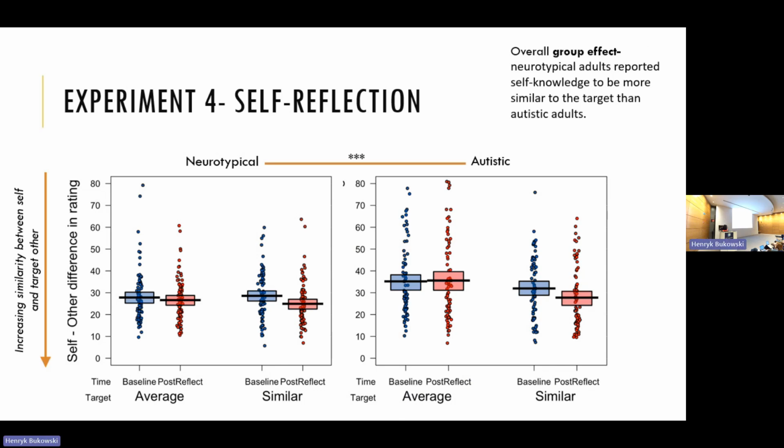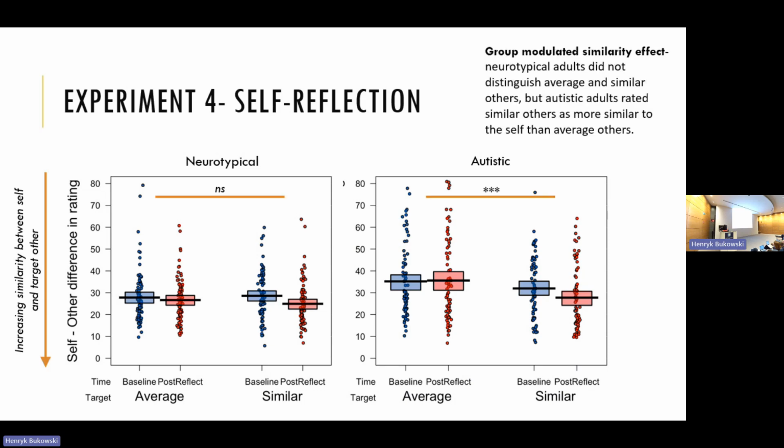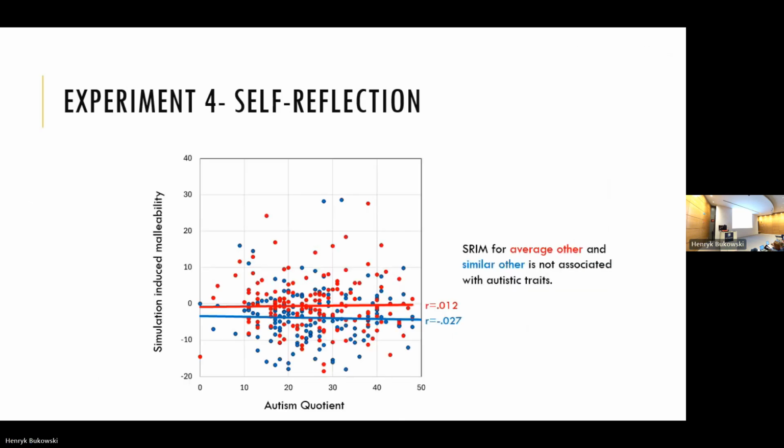Again, neurotypical people rated the other people overall as having more shared knowledge compared to the autistic people. And again, only the autistic population distinguished between the average and similar others in terms of the way they rated them. But none of these were modulated by time, which suggests that it isn't the actual simulation that's affected by the autistic group difference. Okay, so again, we looked at the correlations, and for this self-reflection, we find no correlation between autistic traits and either the average other or the similar other simulation effects.